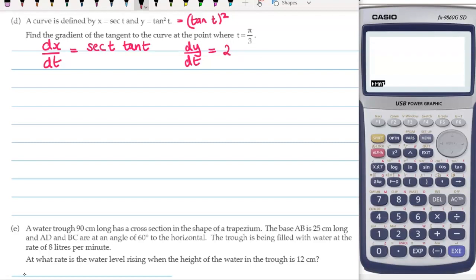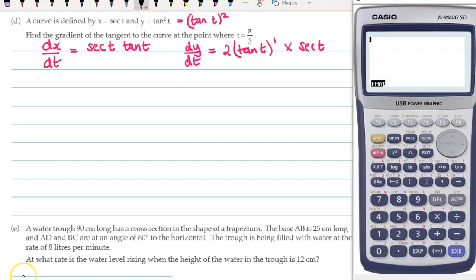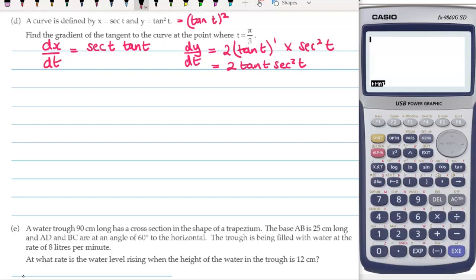So this will be 2 tan of t to the 1 times by the derivative of the tan, which is sec tan. So sec t. No, I misremembered that. I was mixing up my tans and secs. So tan differentiates to sec squared. Just use your formula sheet to make sure you don't make silly mistakes like I just did. Okay, so that would be tan t sec squared t. And writing that out in full looks more like 2 tan t sec squared t, just like that.